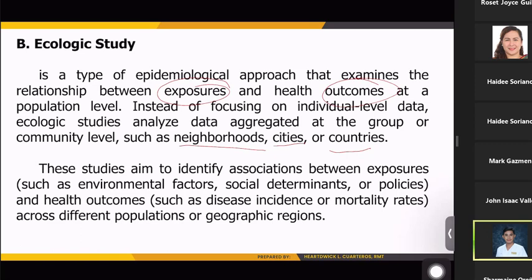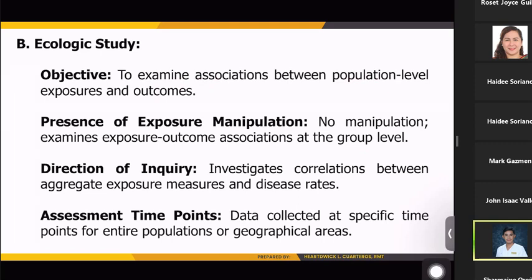Okay, so in layman's terms, in simpler terms, an ecologic study looks at groups of people rather than individuals to understand how certain factors might affect their health or behavior. So it is like looking at the health of the entire communities or region to see if there is a pattern or trends between their health phenomena. Okay? So, what is the objective of your ecologic study? The objective of this is to examine the association between population level, take note, guys, of the word population level, exposures, and outcomes.